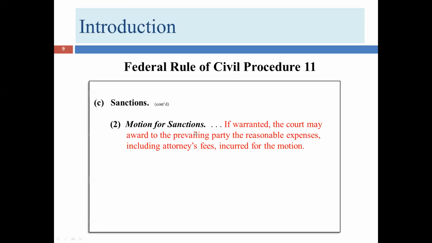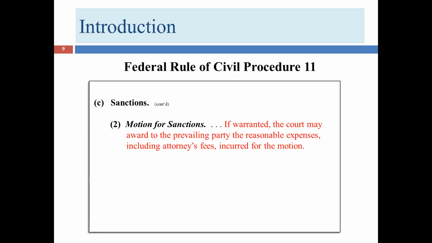Okay, a motion for sanction. If warranted, the court may award to the prevailing party the reasonable expenses, including attorney's fees, incurred for the motion. So one way that these Rule 11 violations come to the attention of the court is when the other side files a motion for sanctions. Hey, Your Honor, what Dr. Bob pleaded or how he responded to the motion is a Rule 11 violation. You ought to sanction Dr. Bob and/or Dr. Bob's attorneys. Or maybe it's Dr. Bob complaining about Mary and Mary's attorneys. That is one way that this comes to the attention of the court.